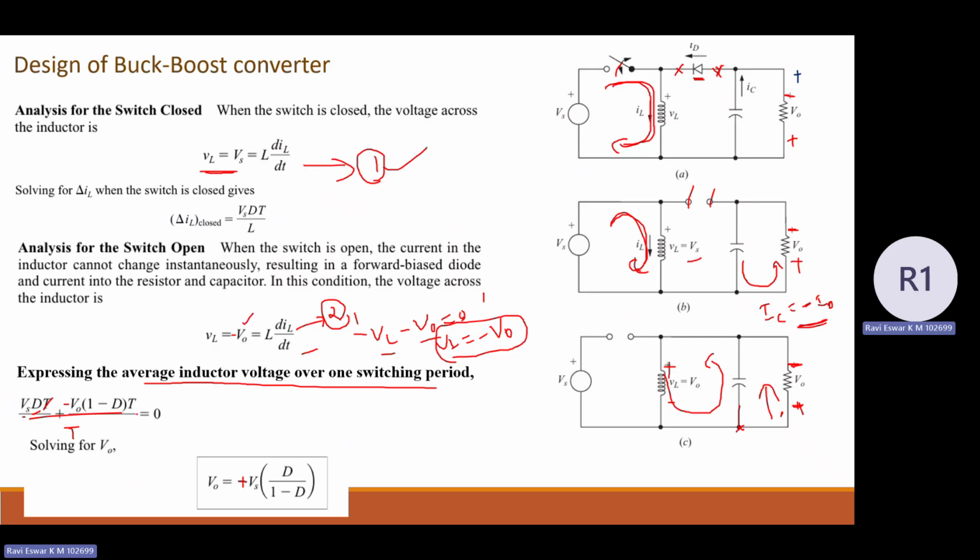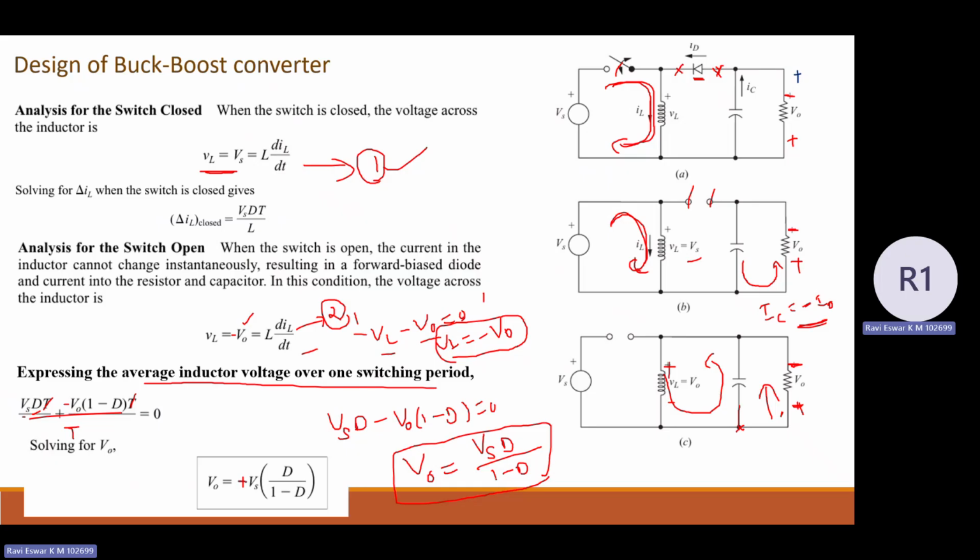Minus V naught into 1 minus D, so equal to 0. So now I can write here: VsD minus V naught into 1 minus D equal to 0. From this I can get V naught, the output voltage of the buck boost converter, as V naught equal to Vs into D by 1 minus D. So V naught, output voltage, is equal to Vs into D by 1 minus D.